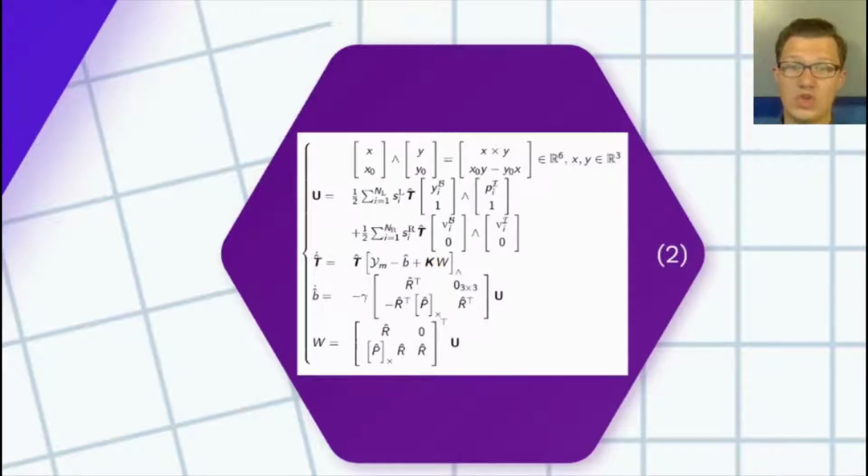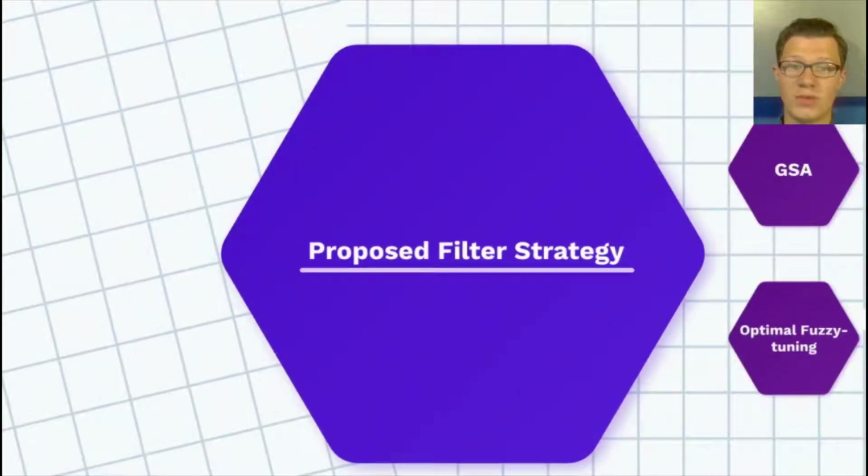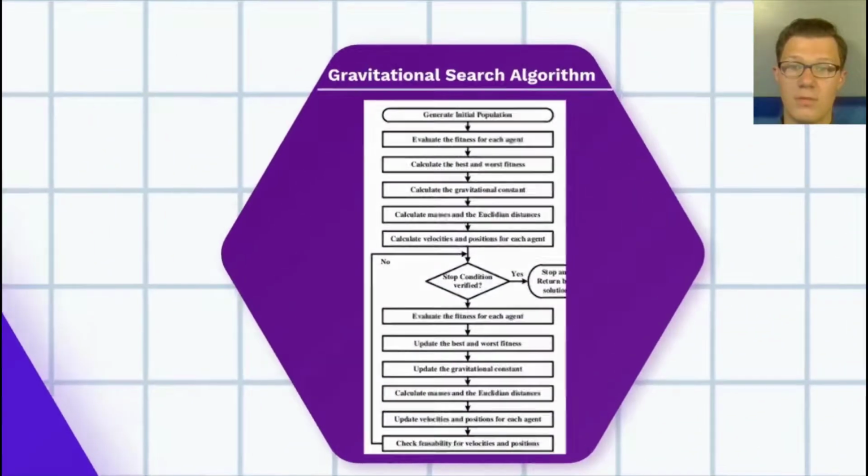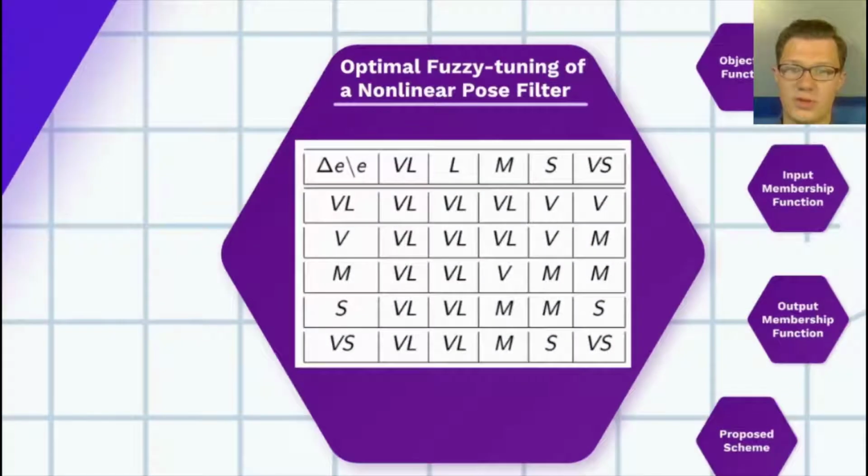Now let's move to the proposed filter strategy. First, we start with the gravitational search algorithm. Here is the flowchart of the gravitational search algorithm. And now we move to the optimal fuzzy tuning of the nonlinear pose filter.